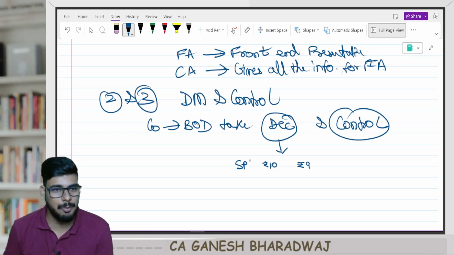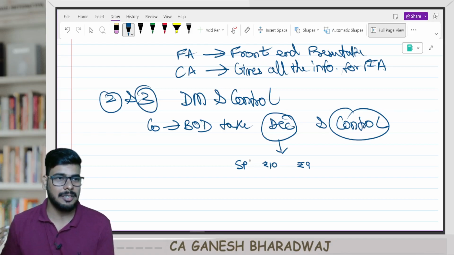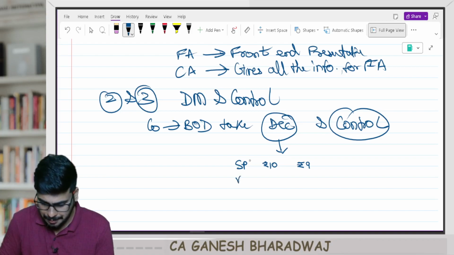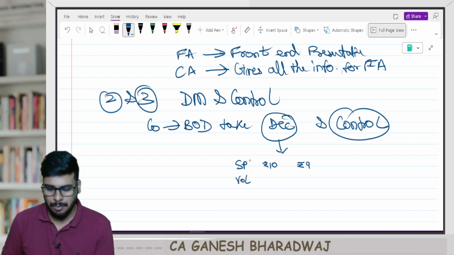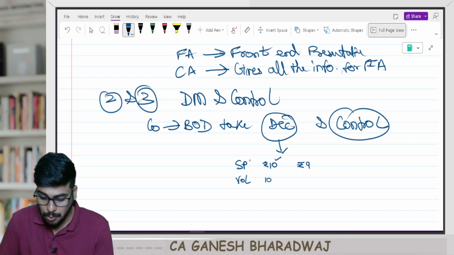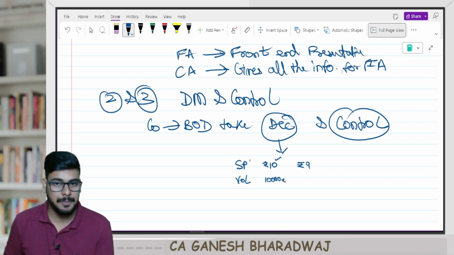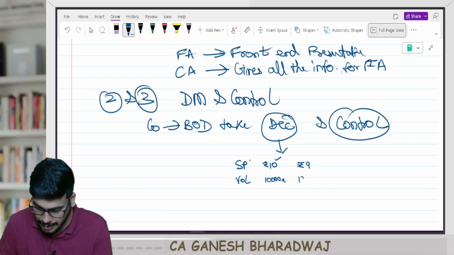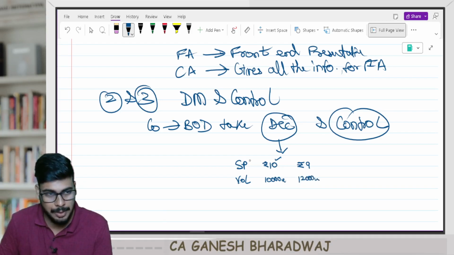Every company wants to maximize their profit. Ultimately what the company wants is maximum profit, right? Simple law of economics. Now, if I fix the price at 10 rupees, the company knows that they will be able to sell 10,000 units. If they reduce the price to 9 rupees, what will happen to the volume? It will increase. They know that they can sell 12,000 units. Clear with this?